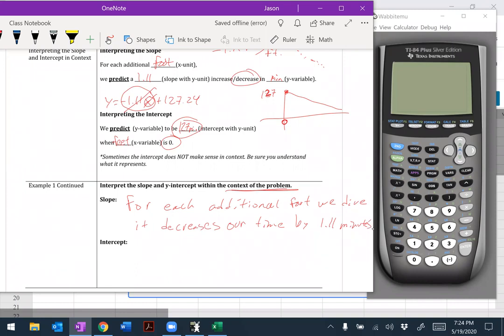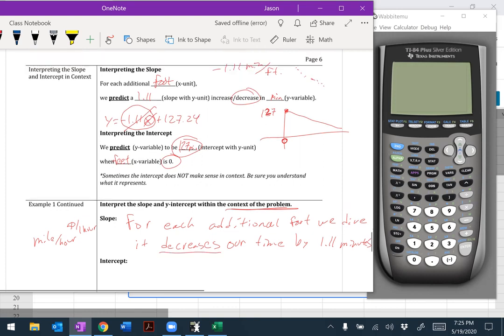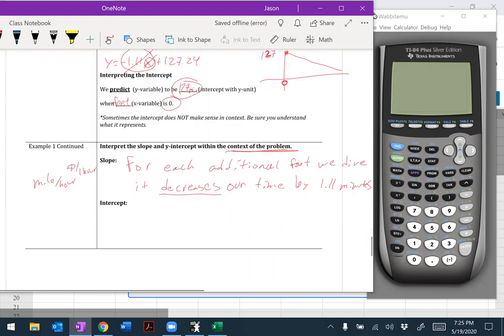For each additional foot, think of it as like miles per hour, right? Miles per hour, that's a slope. So if you think of it like 50 miles per 1 hour, well, what would your slope be? Your slope would be 50. Here, it's 1.11 minutes, but it's a decrease, right? That's why it's a negative slope. Okay, what about the y-intercept?